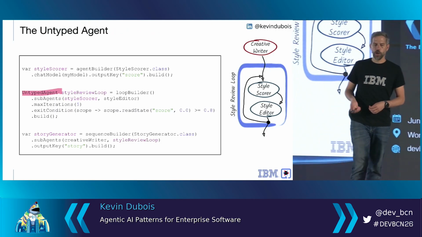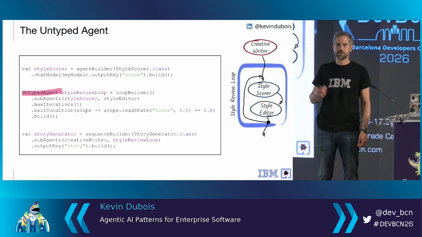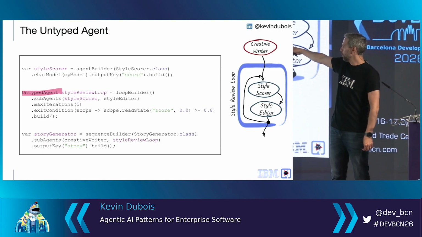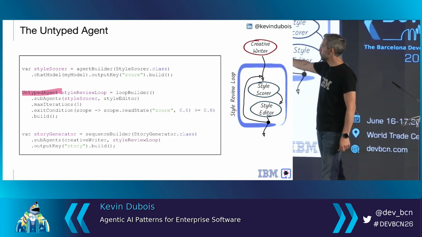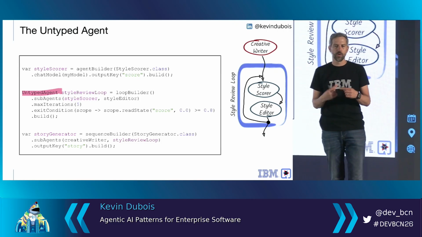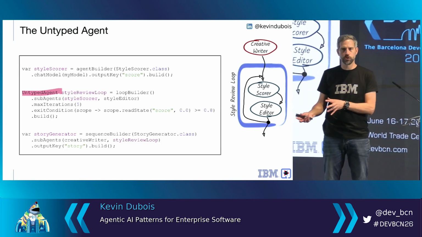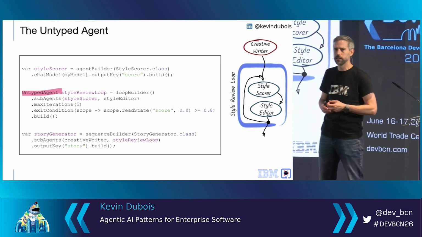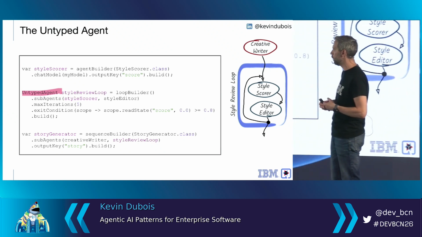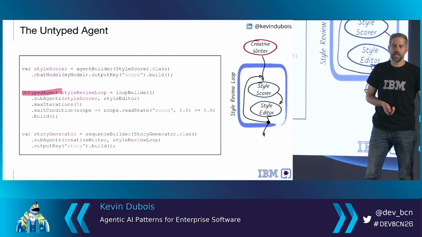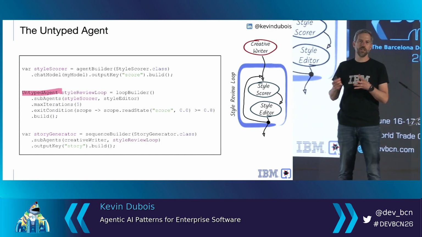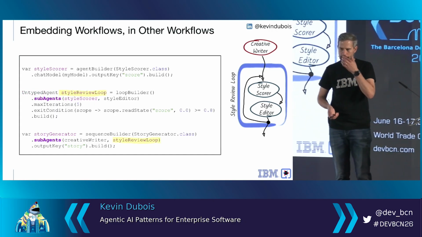And you also have the untyped agent in LangChain4j, which is basically because we're not really interested in the response from this style review. That's not part of what we're interested in terms of the return. We just want to make sure that the style editor was actually good enough. So we just created this untyped agent, so we don't need to mess with creating new objects just for the sake of creating new objects.